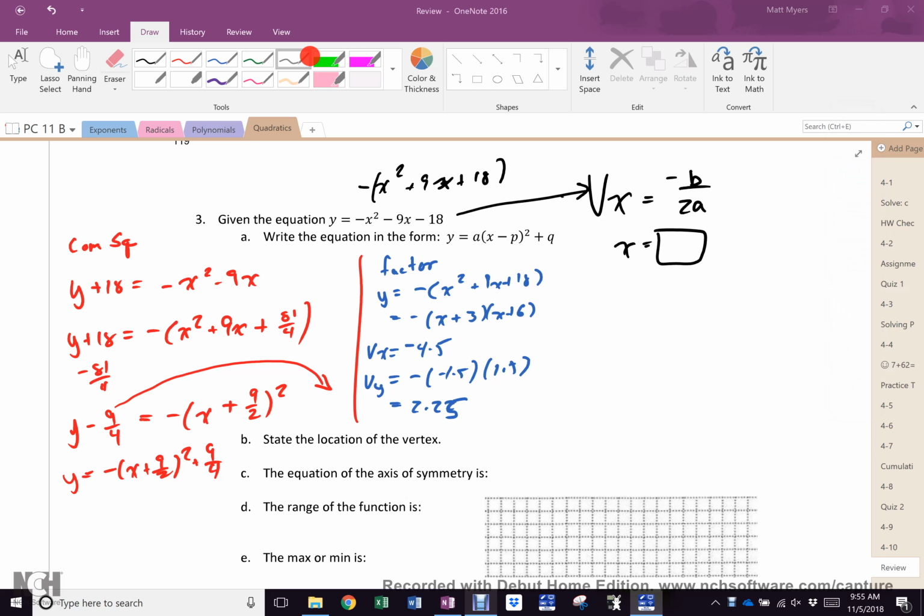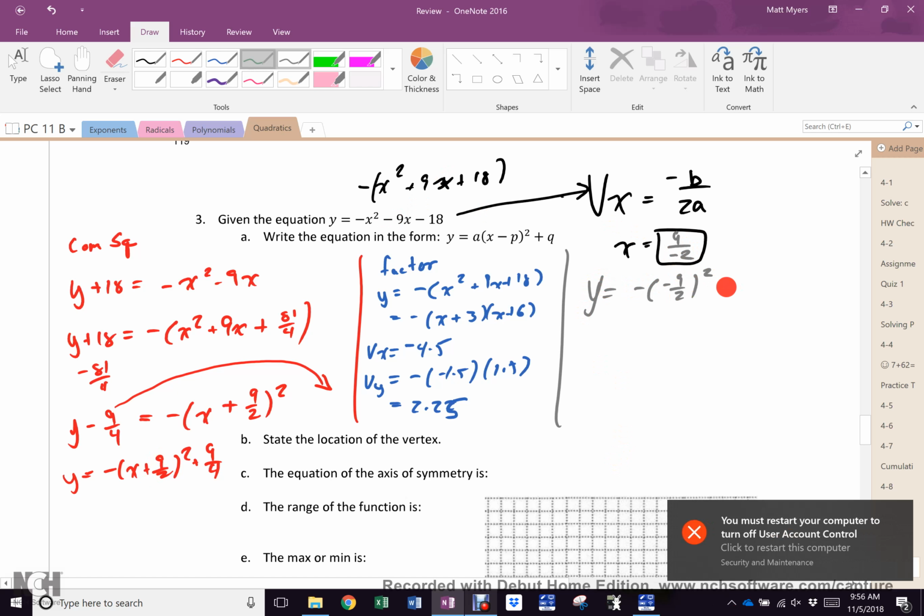What's my third option? This thing. Negative b over 2a, which gets me from here: negative 9 over 2 times negative 1 is what? Negative 2. So my vertex x-coordinate is negative 9/2, which I knew it to be. Right? And then that would go back in here, and we'd work it all out. Our y would equal negative 9/2 squared minus 9 times negative 9/2 minus 18.